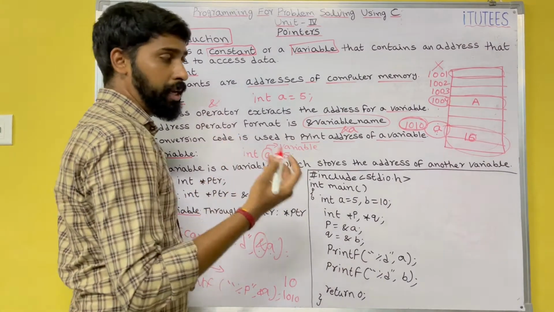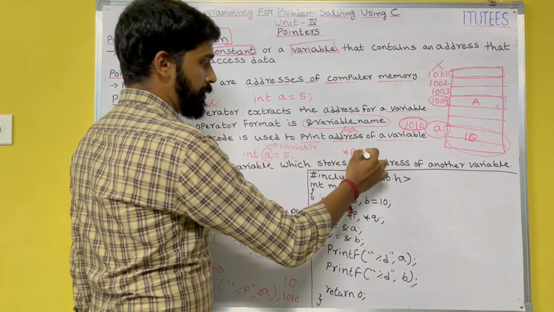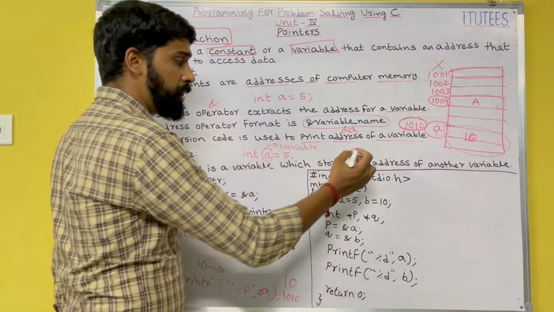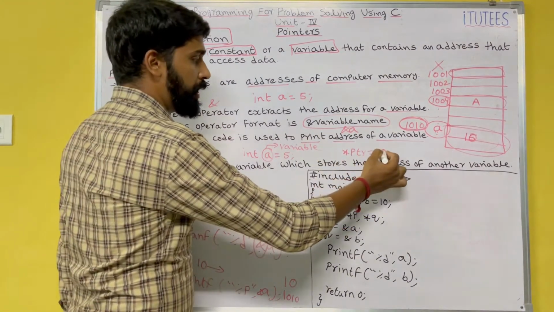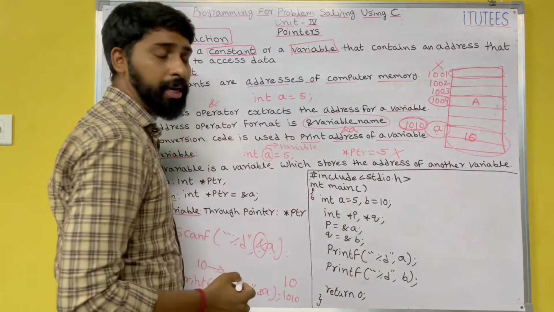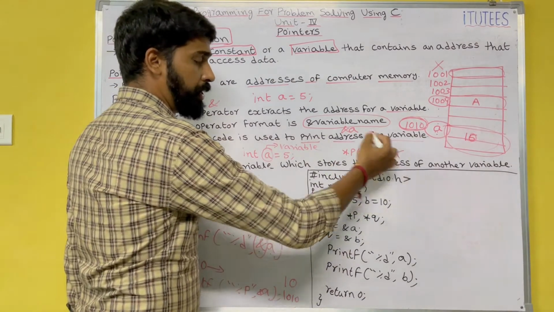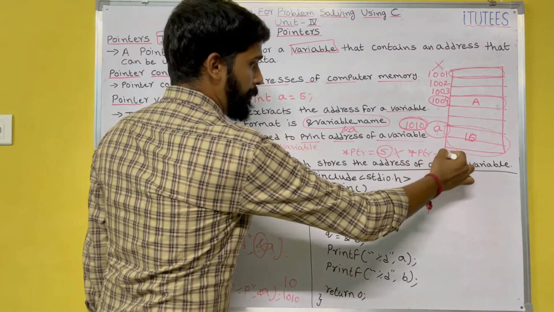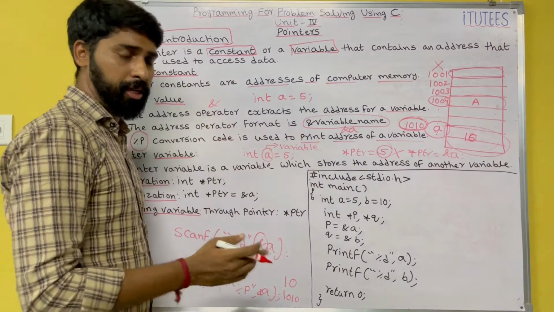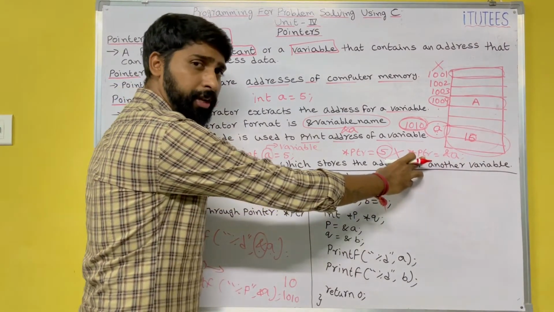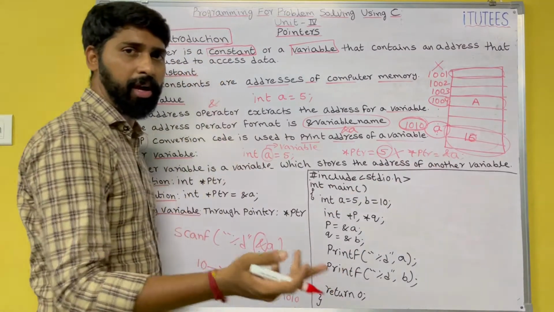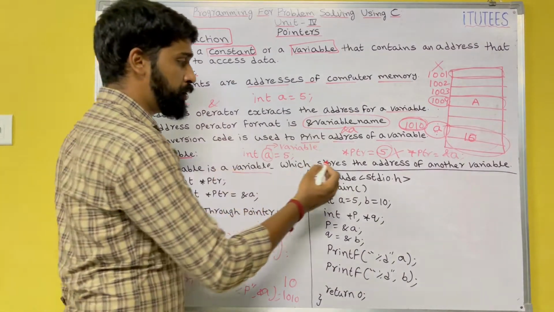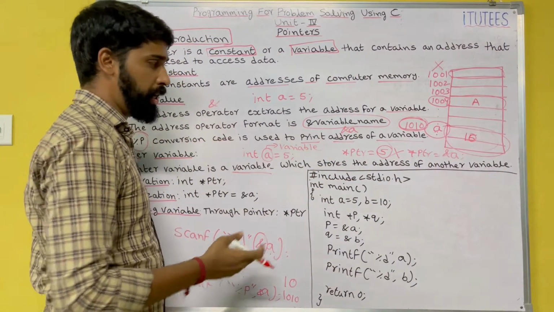Similarly, if I am taking a pointer variable, what is the purpose of this pointer variable? The purpose of the pointer variable is to store an address. Here, *ptr equals 5 is illegal. Why? Because 5 is not an address. Here, if I give ptr equals &a, it is legal. Why? The pointer variable is used to store the address of another variable. So the definition: a pointer variable is a variable which stores the address of another variable. I hope you understand that.